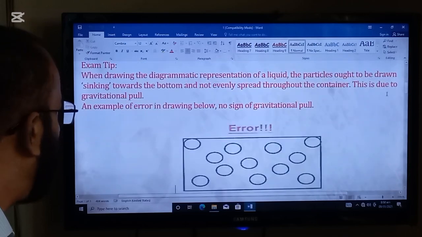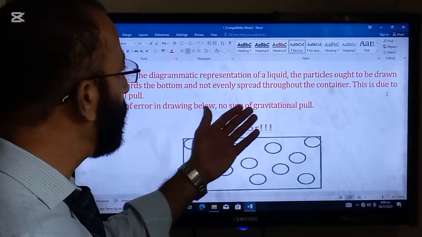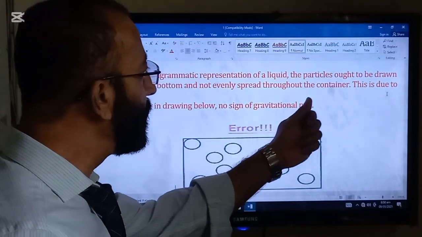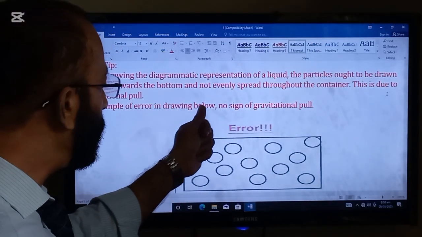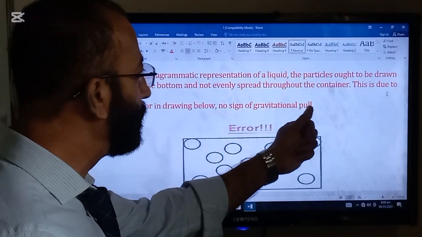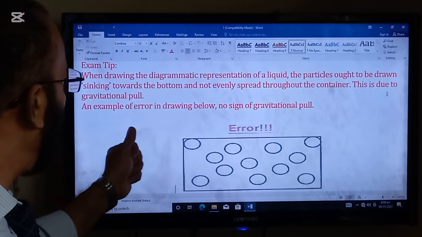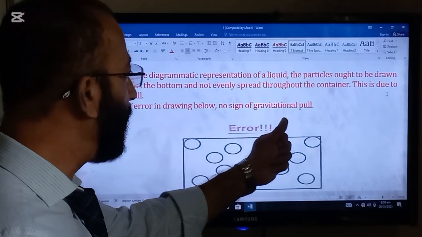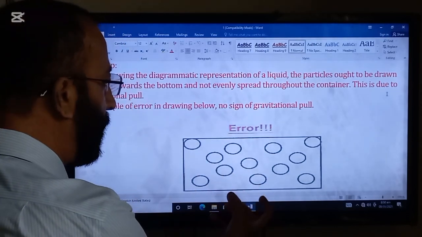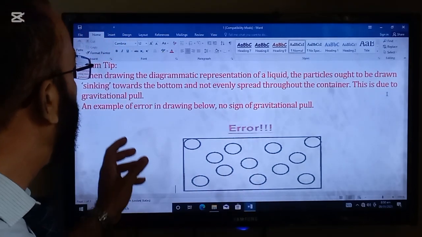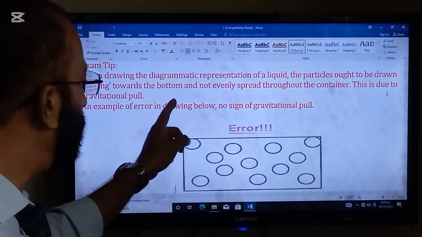Here is an exam tip for you people. When drawing the diagrammatic representation of a liquid, the particles ought to be drawn sinking towards the bottom and not evenly spread throughout the container. This is due to the gravitational pull. An example of the error in drawing below, no sign of the gravitational pull. So this is an error because there is no sign of the gravitational pull. Representation should be particles ought to be drawn sinking towards the bottom.